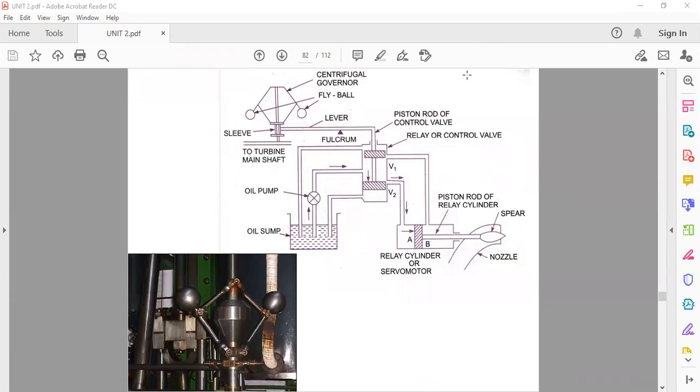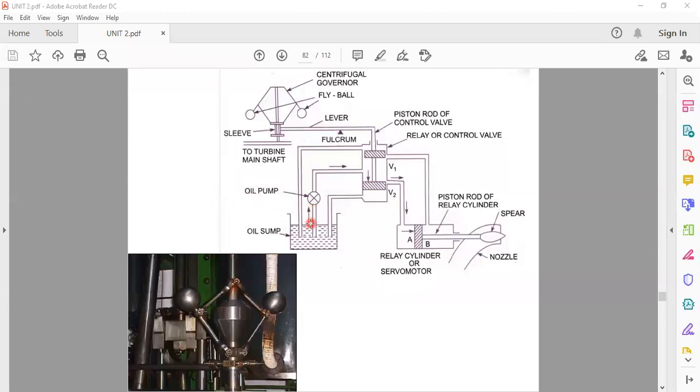So you can see here the centrifugal governor, fly ball. This is the fly ball. Sleeve to the turbine main shaft, lever, fulcrum, piston rod of the control valve, relay or control valve. See here, this is V1 position, V2 position. This is the relay cylinder or servo motor, piston rod of the relay cylinder, and this is the sphere nozzle assembly to control the flow.